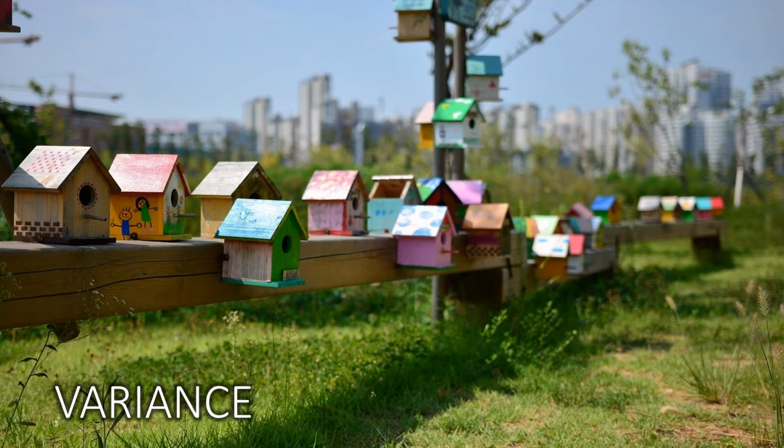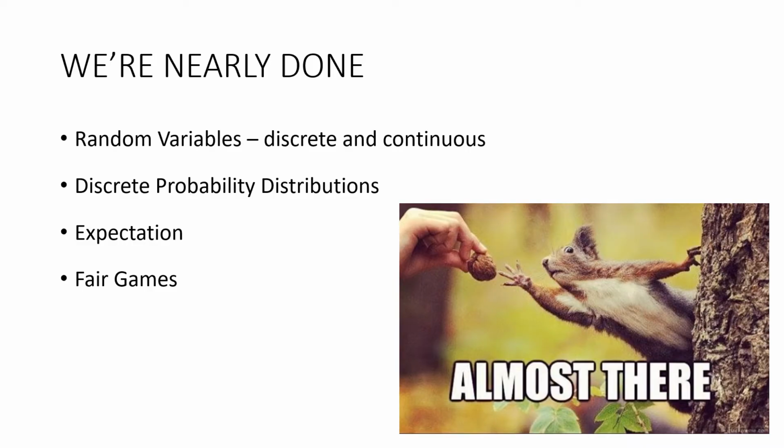Hi, Year 11. This is our last lesson for the topic of discrete probability distributions. So this is what we've covered. We've learnt about random variables. There's two different types, discrete and continuous. And in this particular topic, we're looking at discrete probability distributions. Then we learnt about expectation and fair games.